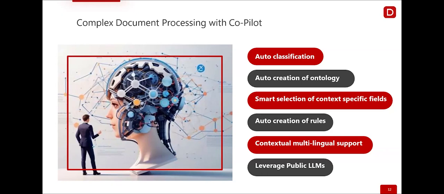We can auto create ontology, which means depending on the type of document, we can automatically extract the information that is required, based on the business rules that are defined by yourself.